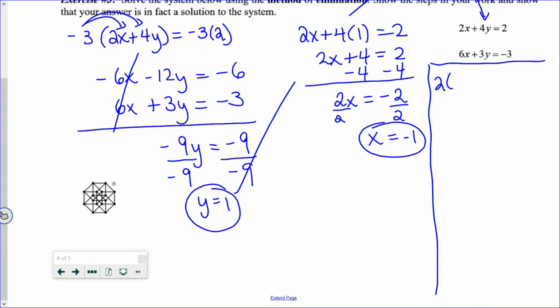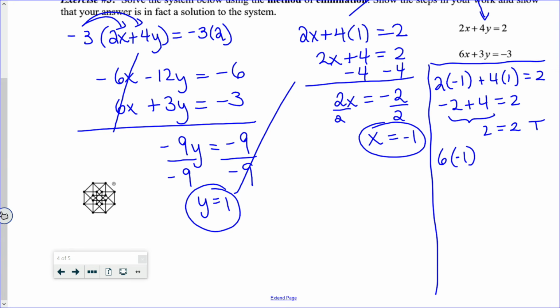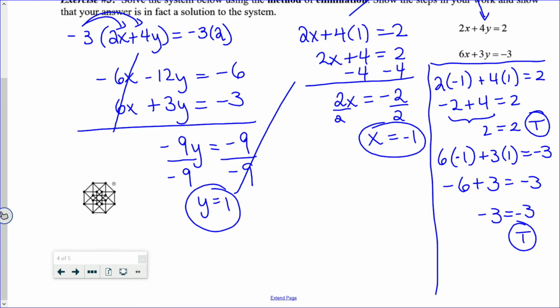All right, so I'm going to put negative 1 in for x and 1 in for y in the first equation. I get negative 2 plus 4 is equal to 2. Negative 2 plus 4 is 2. 2 equals 2. That's true. Now let's do it in that second equation. 6 times negative 1 plus 3 times 1 is equal to negative 3. 6 times negative 1 is negative 6. 3 times 1 is 3. Negative 6 plus positive 3 is negative 3. Negative 3 equals negative 3. Also true.